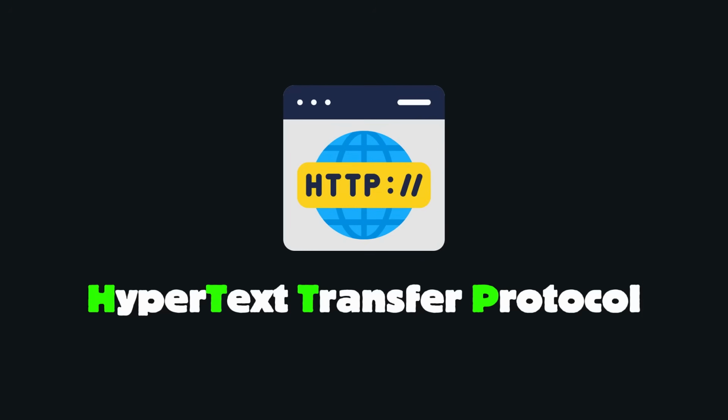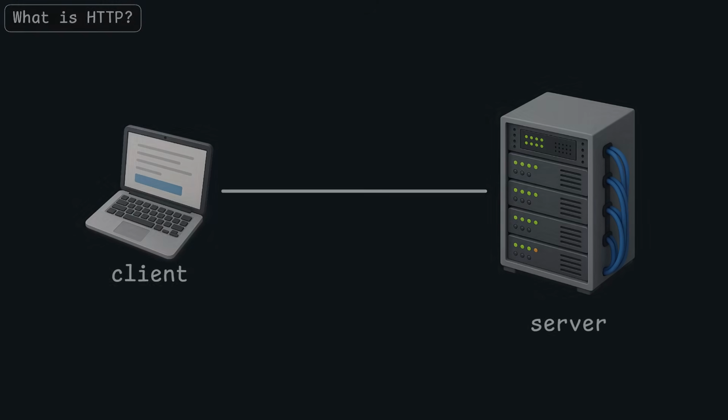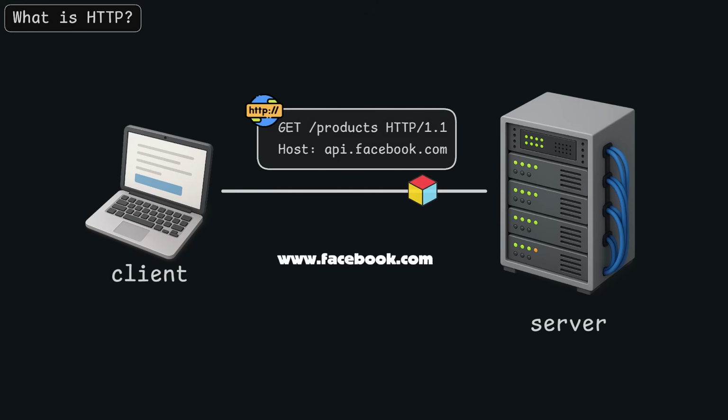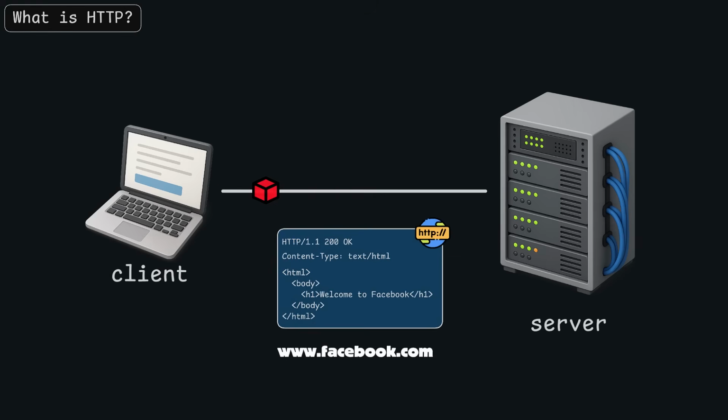HTTP stands for Hypertext Transfer Protocol. The core idea is simple. The client sends a request, the server sends back a response. One round trip. When you visit facebook.com, your browser is actually sending something like this. The server receives it and responds. Status code 200 means everything went fine. The body has your data.